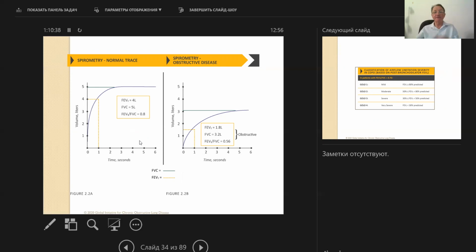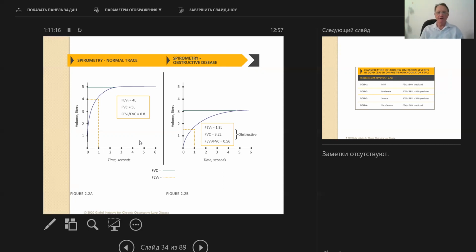Here, it's obstruction, a diminished ratio. It's a distinction between obstructive disorder and restrictive disorder. In case of COPD, there is a more significant obstructive disorder than restrictive disorder. By the way, in case of interstitial lung disease, we talked about it, restrictive disorders are preferable. There this ratio is increased, but in case of COPD, this ratio is decreased.